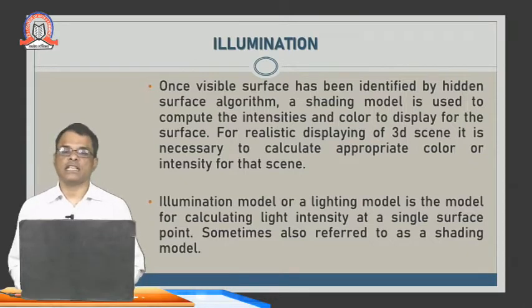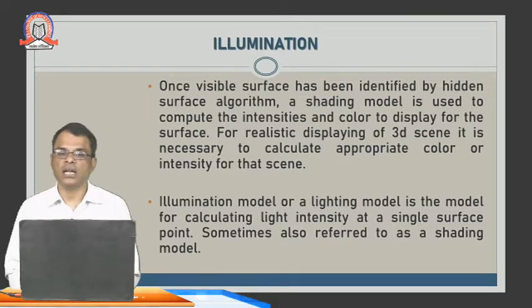Once a visible surface has been identified by a hidden surface algorithm, a shading model is used to compute the intensity and color to display for the surface. For realistic display of a 3D scene, it is necessary to calculate appropriate color or intensity for that scene. This is basically the continuation of the earlier topics. Hidden surface detection is a technique which we use in 3D. When the objects are overlapping, we have to find out which is the hidden surface, and that we have to omit. That is done with the hidden surface algorithm.